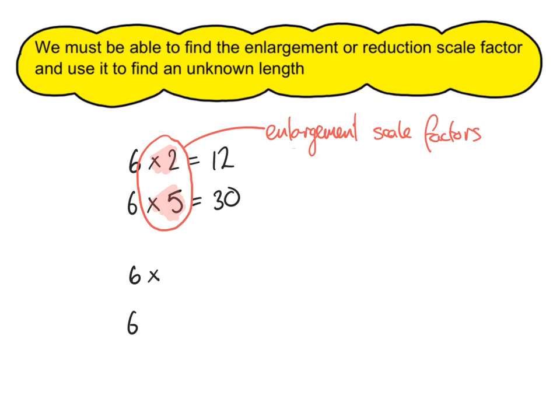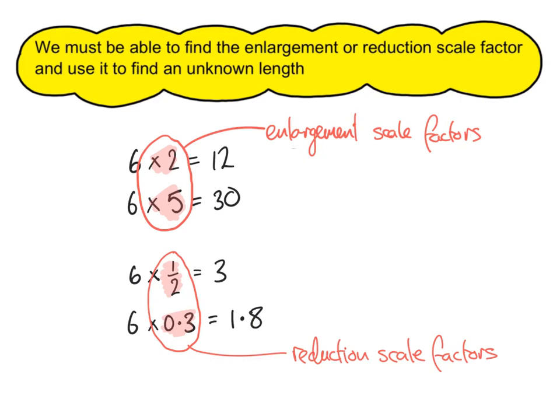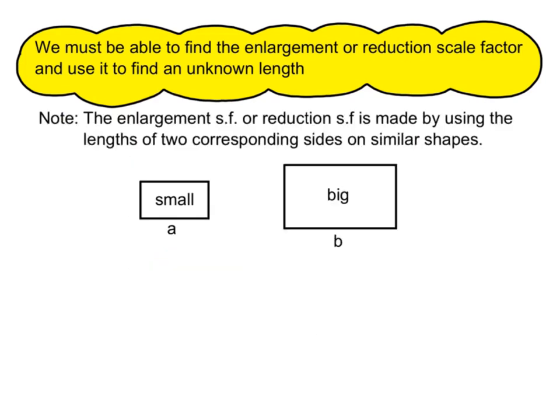So, for instance, multiply by half would be a good example of a reduction scale factor. So that would be 3. Or as a decimal, 0.3, for instance, a number again between 0 and 1. That will make a good scale factor. That becomes 1.8. So again, both of these are reduction scale factors. In other words, a half and 0.3, when I multiply by those numbers, it makes the value of the thing I'm multiplying smaller. We'll now get rid of this and look at the problems we're going to be dealing with.